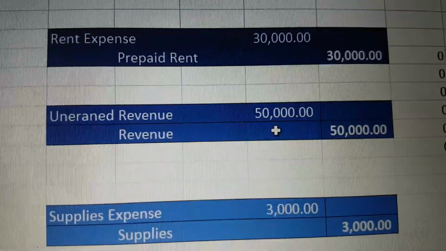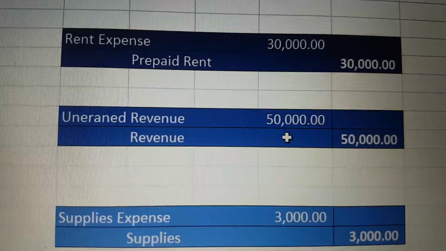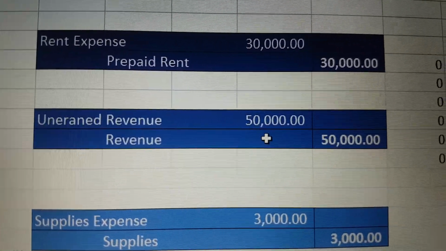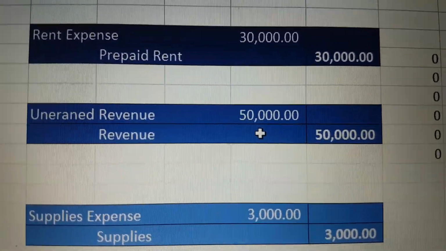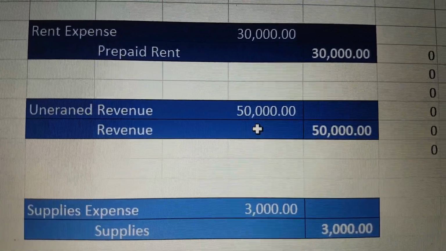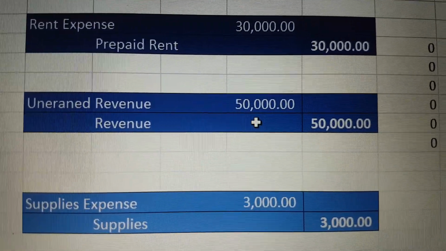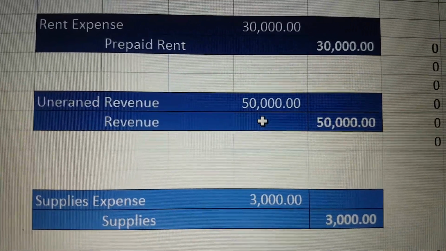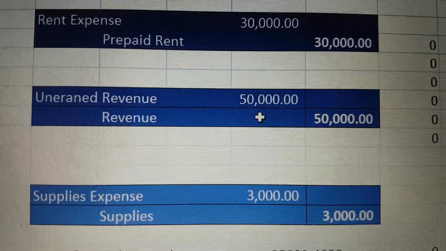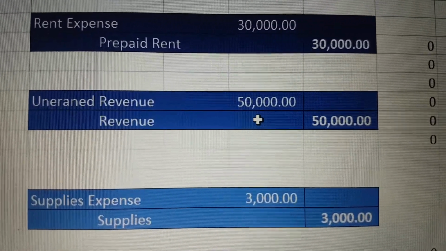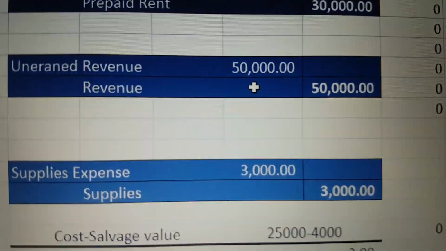So we would now do the adjusting entry, which is: unearned revenue debit 50,000 and then credit revenue 50,000. So if you would go back to our T account, we would now have a beginning balance of unearned revenue 50,000, and then the adjusting of 50,000, it would what? It will now be 0. Okay?